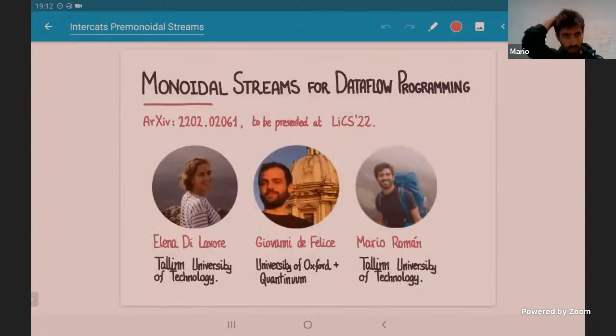Okay, so all of this is in this paper, Monoidal Streams for Dataflow Programming, which we recently published. This is joint work with Elena Di Lavore and Giovanni de Felice. And so the work had as initial motivation to try to study some repeated stochastic processes. But we found that this framework was apparently good, and then we started working on how it could be used to model Dataflow programming, stochastic processes, and things like that. So all the definitions I'm going to use, or most of them, you can find there, and all the proofs are there, I'm sure.